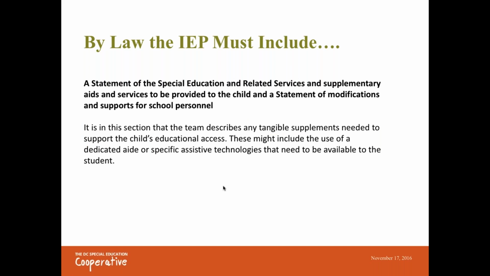We also have to include a statement of the special education and related services and the supplemental aids and services that are going to be provided to the child. So here's where the team actually describes any tangible supplements that the child will need to support their access to education. This could be where we state the student needs a dedicated aide. Could be where we state the student needs very specific assistive technologies. So here's where we outline the tangible things that need to be available to the student in order to provide them access to the general education curriculum.